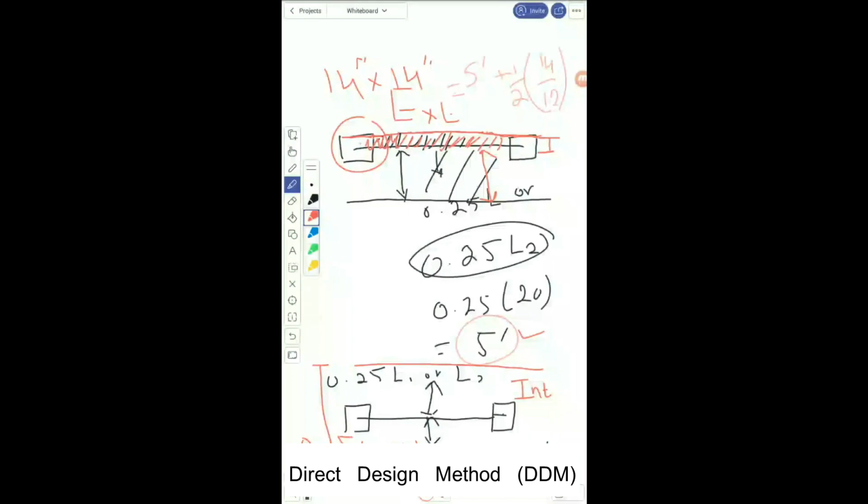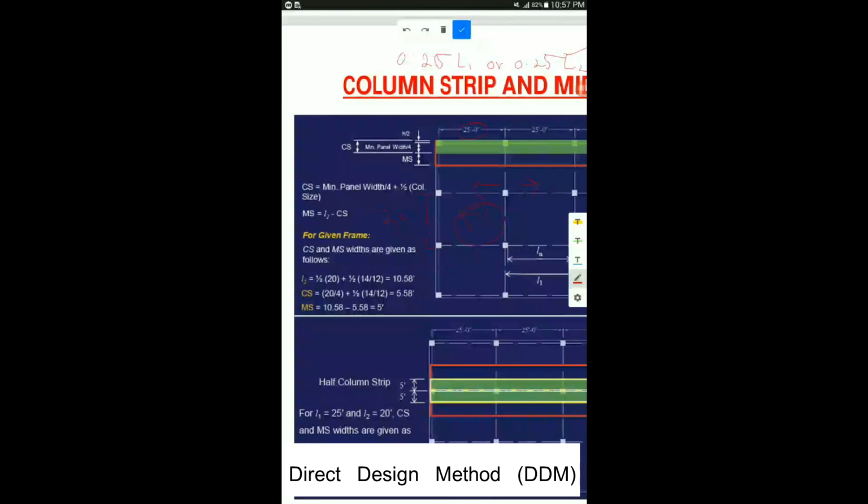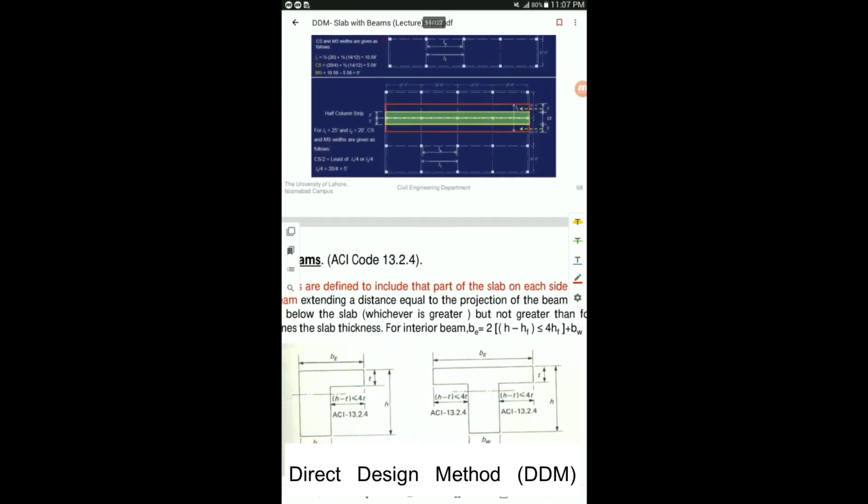Now let us look at the example. See, now the column strip dimension here is shown as 5.58. The first step is to find the dimensions of the rigid frame. The second is to find the column strip dimension, and then the middle strip. Last one is to find the middle strip dimension. It's easier because you know the total width. Once you subtract the column strip dimension from the total width, you get the middle strip dimension. Now let's move on to the next step, where we have to find the B effective for the beam.